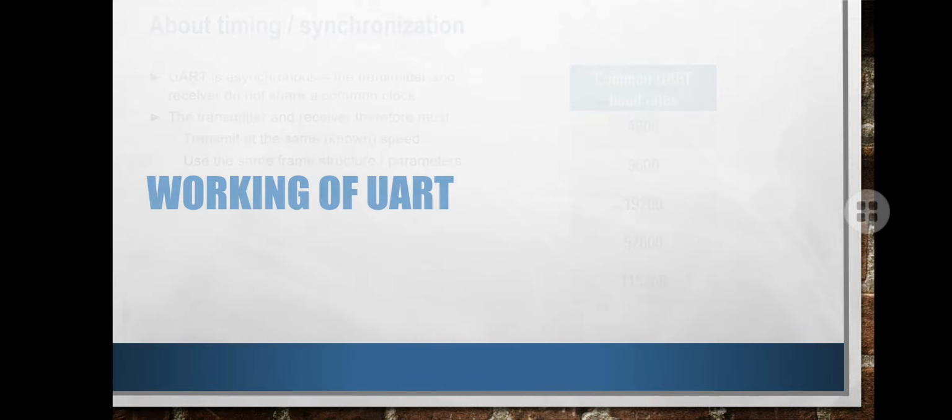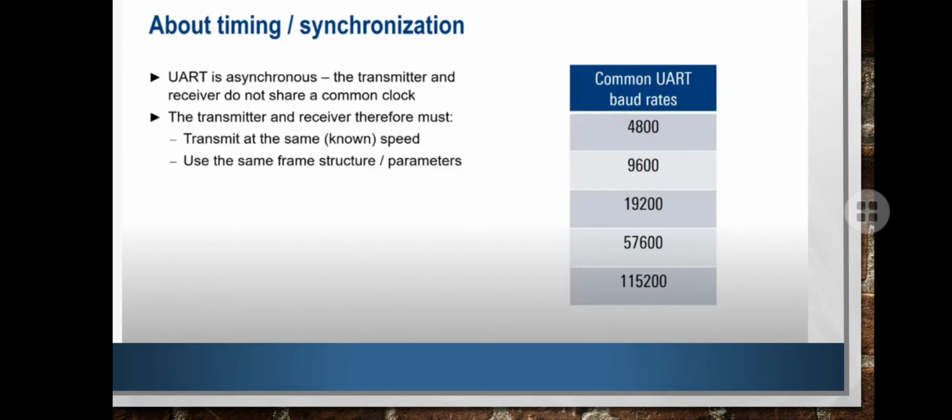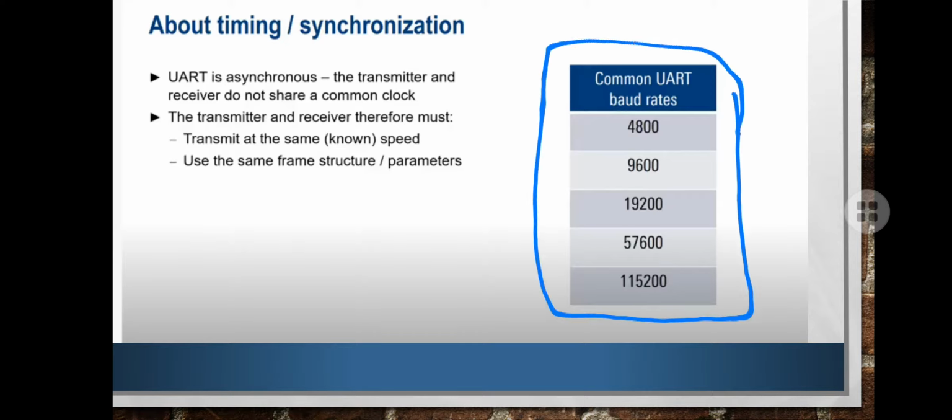Now coming towards working. As I said, UART stands for Universal Asynchronous Receiver Transmitter. As it is asynchronous, the transmitter and receiver do not share a common clock. The transmitter and receiver therefore must transmit at the same speed or use the same frame structure for parameters. So UART commonly depends on baud rates like 4800, 9600, 19200, 57600, and 115,200. These are the common baud rates in which UART does communication.